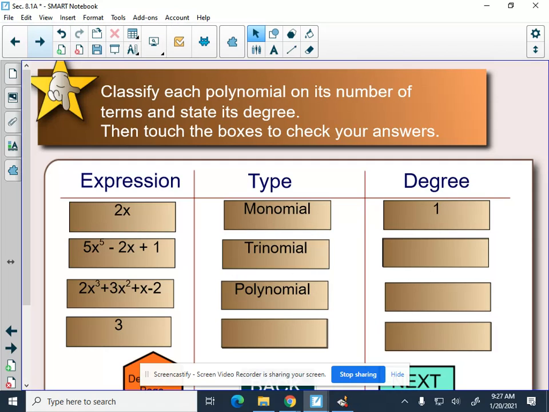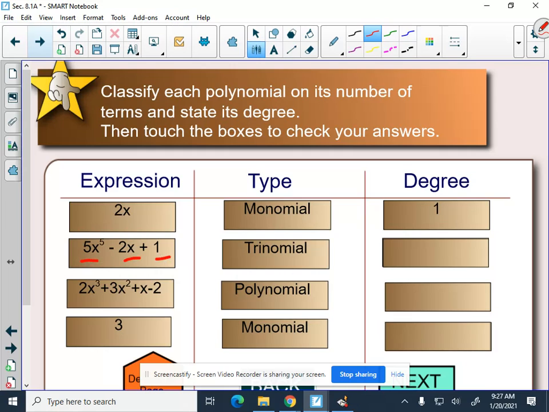What's this one? Monomial. Okay. Now the degree, there are 3 terms over here. What's the highest degree? 5. What's the degree on this one then? And the degree on that one? Careful. Okay, very good. All right. Any questions there?